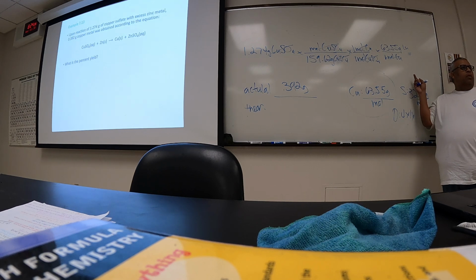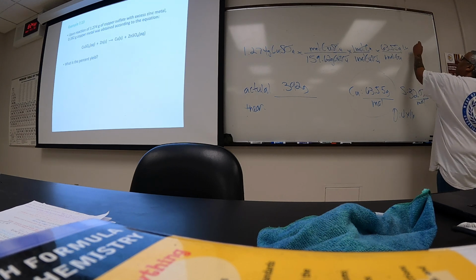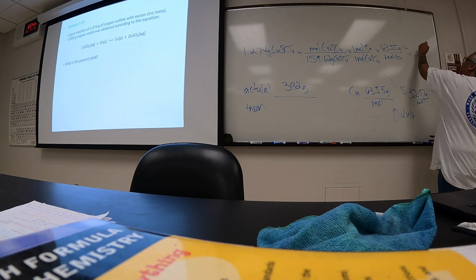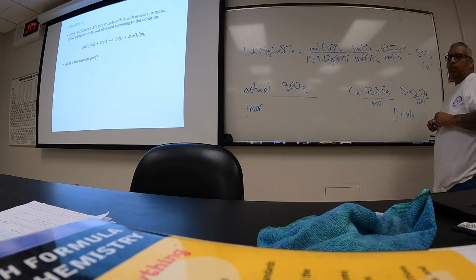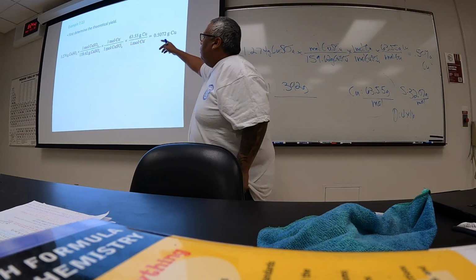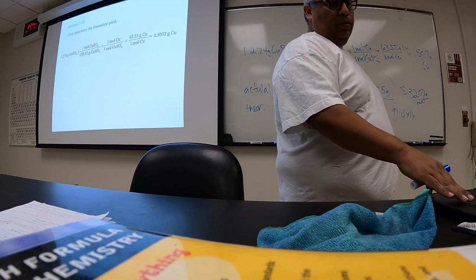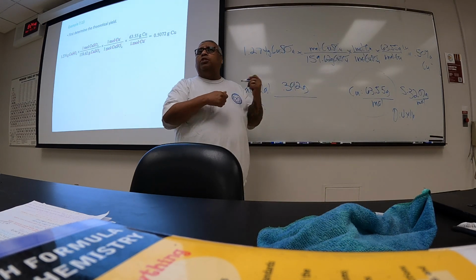Did we get anything, Amber? 0.507. So 0.507? Yes. So 0.507 grams of copper. So that matches our answer here, right? 0.507 grams of copper. So this is the theoretical yield. That's how much we should have gotten.